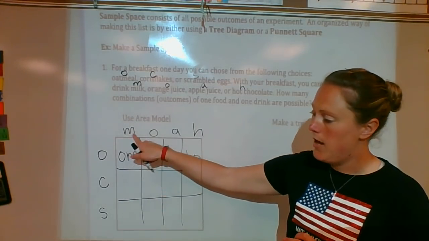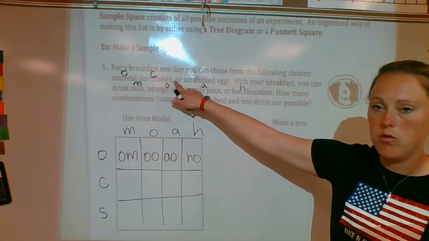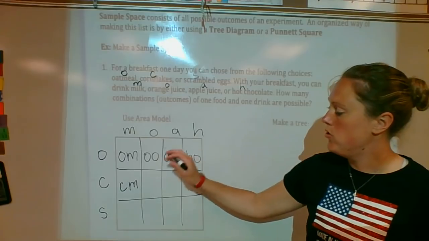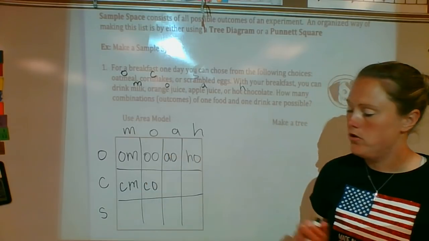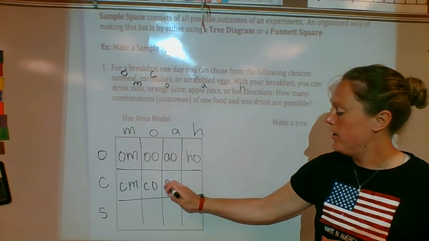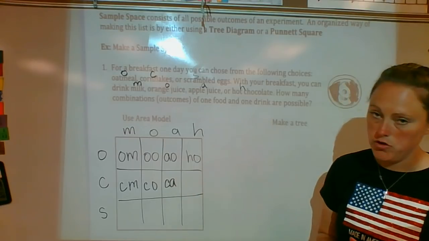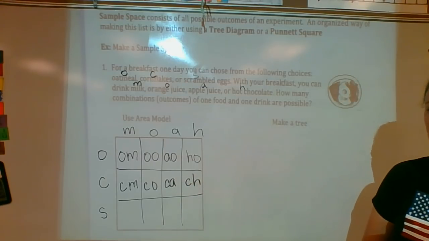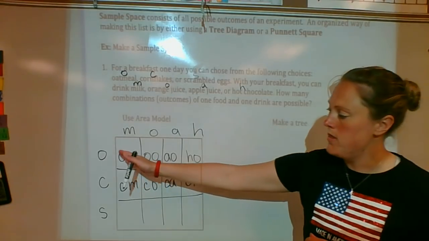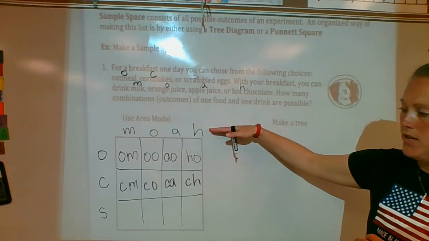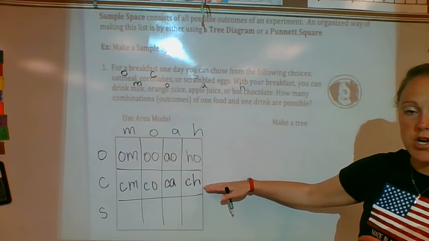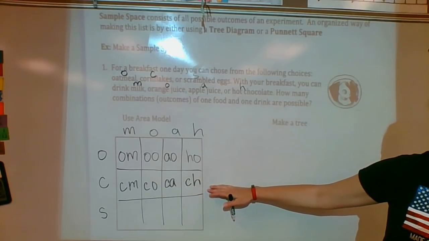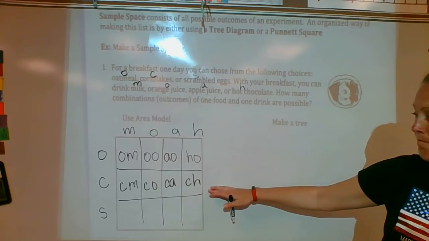Same thing below that. When I say C and M, that's my abbreviation for I chose cornflakes, and then I chose milk. Or I chose cornflakes, and then I chose my orange juice. I chose cornflakes with apple juice. Or I chose cornflakes with hot chocolate. That order doesn't matter, but I chose one thing from this list with one thing from this list. Choosing hot chocolate with cornflakes is the same thing as choosing cornflakes with hot chocolate. It's still the same outcome in the end.